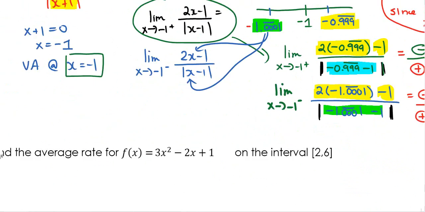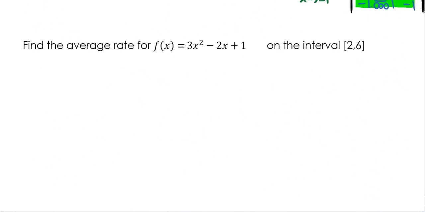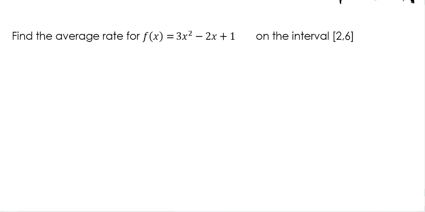Alright, so let's move on to some other questions. We're almost done this video tutorial here, thank God. One more question that you will have on your test is an average rate question. And for average rates, that's pretty much the same thing as finding the slope of the secant line. And if you want to find the slope of the secant line, that's the same thing as average rate equals f of b minus f of a over b minus a.